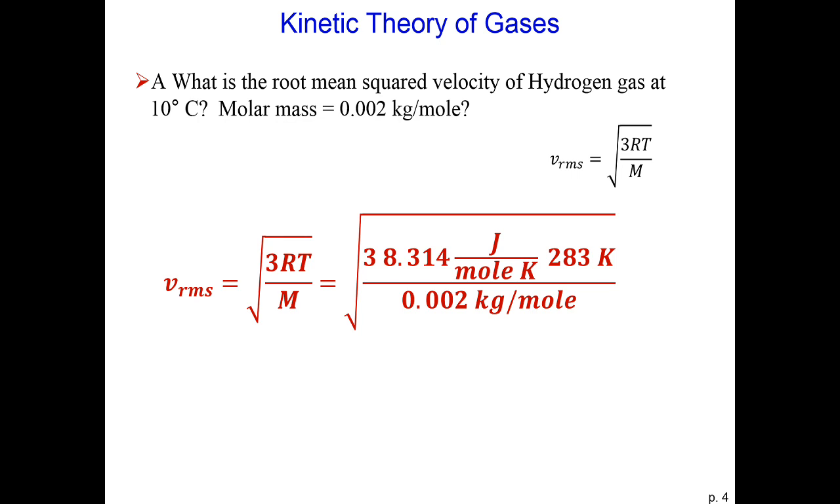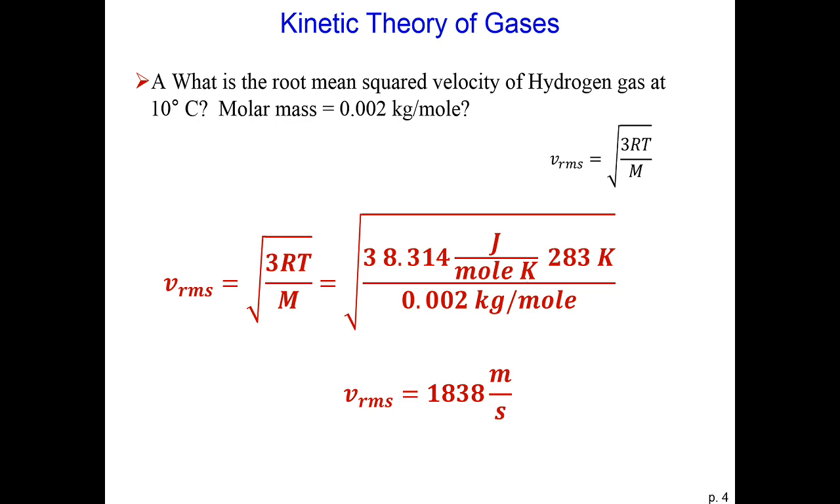So we need the gas constant, which is 8.314 joules per mole Kelvin, times the temperature, which is 283 Kelvin. We need to convert to Kelvin here, remember, and then divide by the molar mass, which is 0.002, since hydrogen is diatomic. When we do the math on this, we find that the root mean squared velocity here is 1,838 meters per second, which is really fast. In fact, the escape velocity of Earth is about 11,200 meters per second.